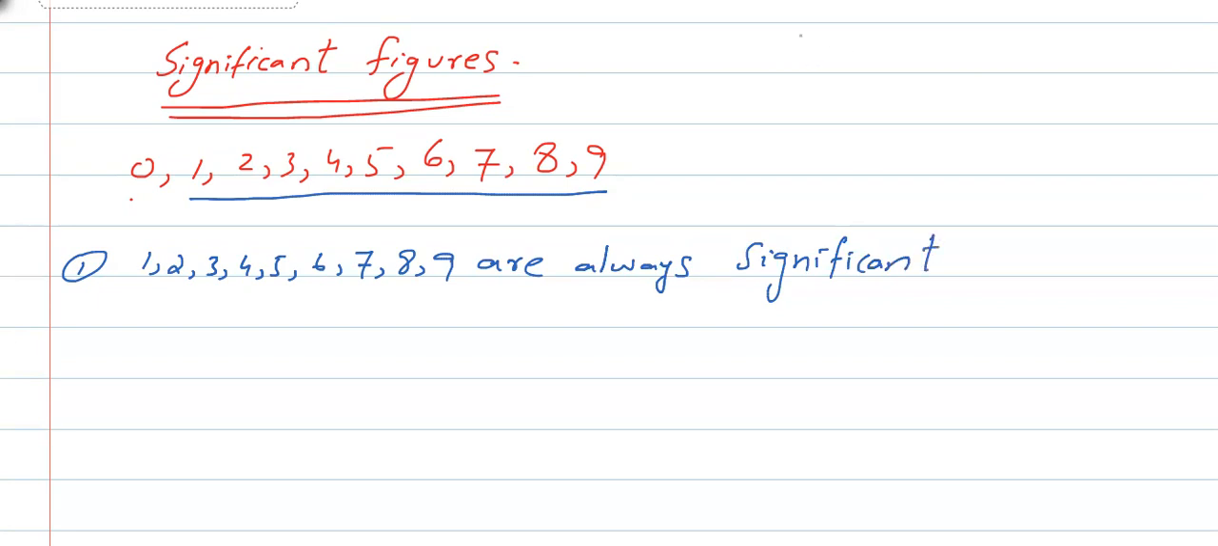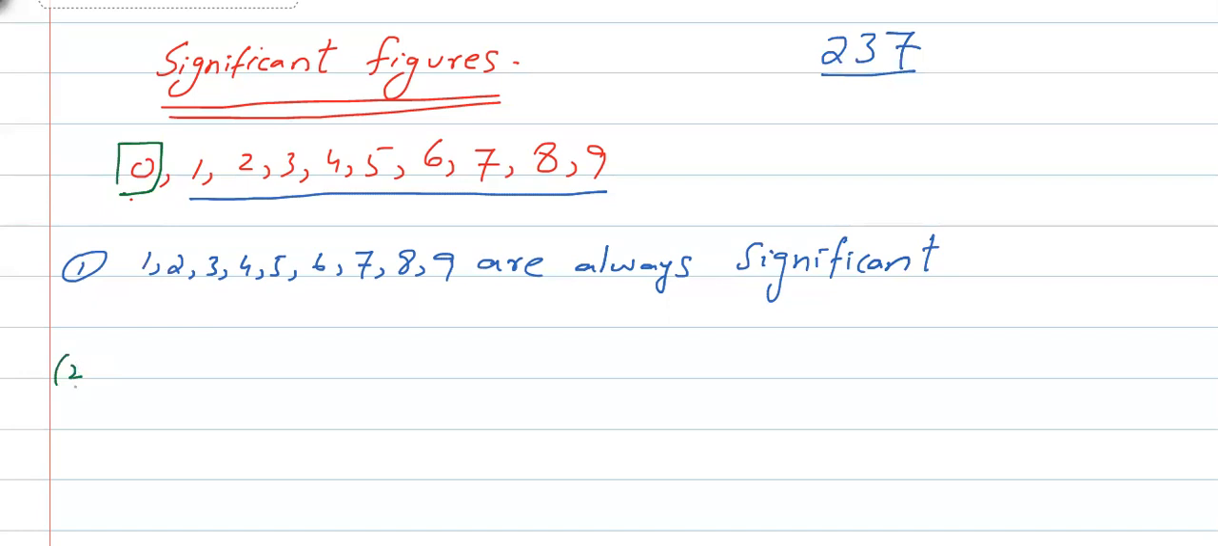For example, if I write the number 237, this number is made of 3 digits, and I ask you how many significant figures it has. I will say 3 significant figures, because the first rule says that wherever these digits are, they will be significant. Okay. Now, which one is remaining? 0 is remaining.